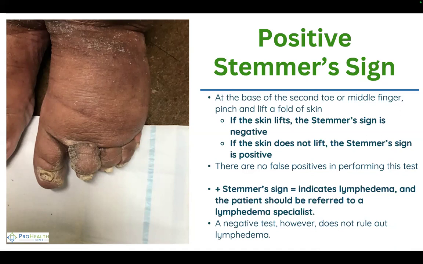So if the skin lifts up, it's a positive sign. If it does not, it's a negative sign. There are no false positives performing this test. So like I mentioned, a positive Stemmer sign indicates lymphedema, and at that point the patient should be referred to a lymphedema specialist or treated properly for lymphedema. But it's also important to know that even if they have a negative sign, you still have to rely on those other parts of the evaluation we talked about. It doesn't mean that they don't have lymphedema. It's just that they have a negative sign. You have to rely on the rest of your exam to still evaluate whether they have edema.